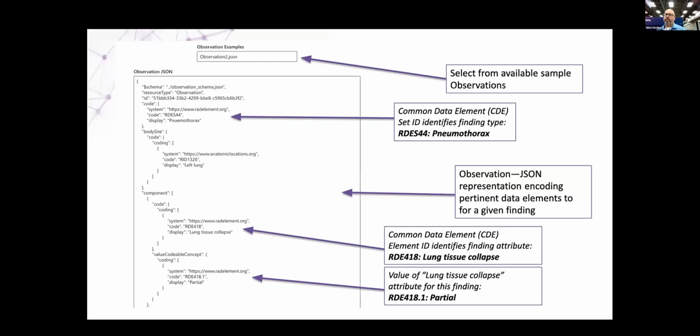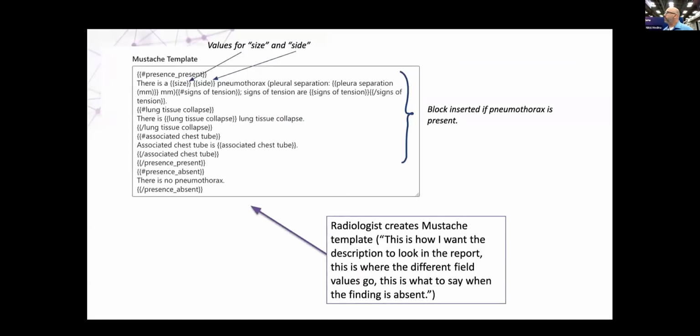common data elements. Each element, as you can see, for example, lung tissue collapse is represented there with an element ID for each attribute. And the value, again, is shown, for example, here with the lung tissue collapse for the associated finding. Then as you scroll down on the page, we'd come to another field where a block of text is inserted for if a pneumothorax is present. In this case, this is the mustache template that the radiologist actually inserts.